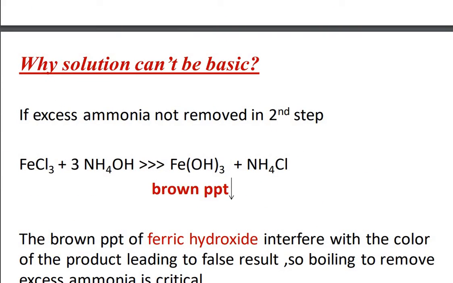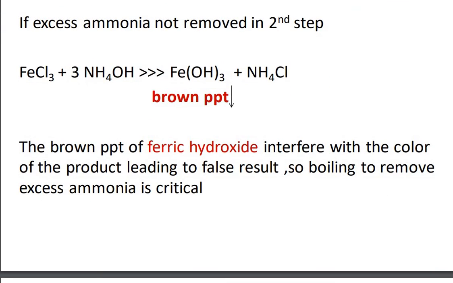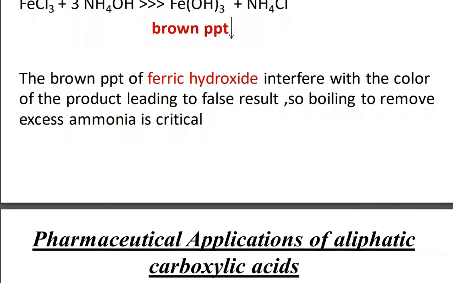If excess ammonia is not removed in the second step, ferric chloride with ammonium hydroxide gives a brown precipitate, and the brown precipitate of ferric oxide interferes with the color of the product, leading to a false result. So boiling to remove excess ammonia is critical.